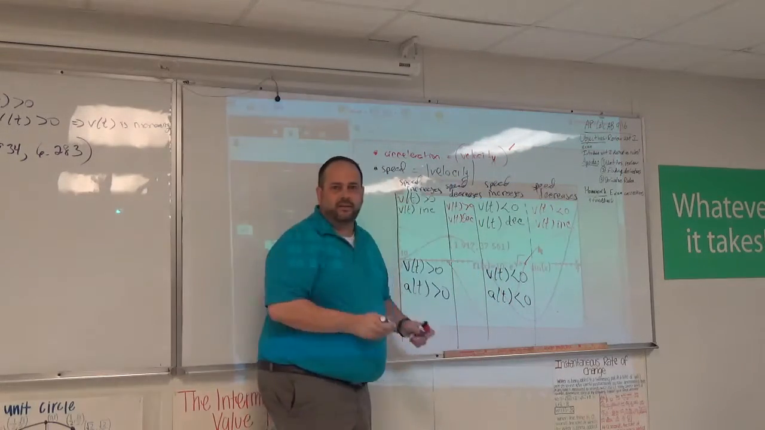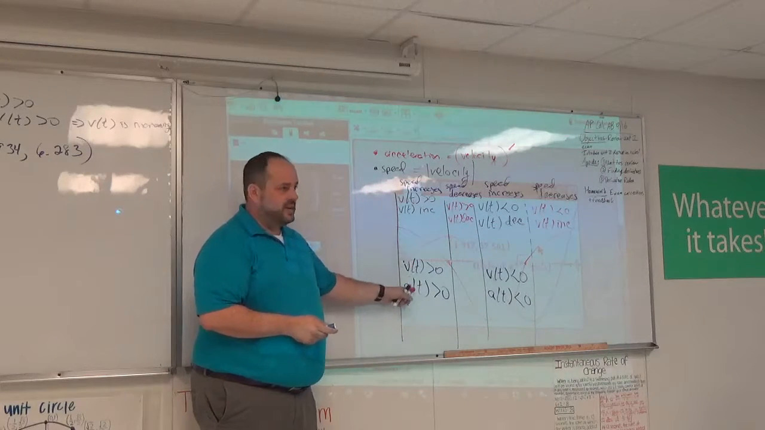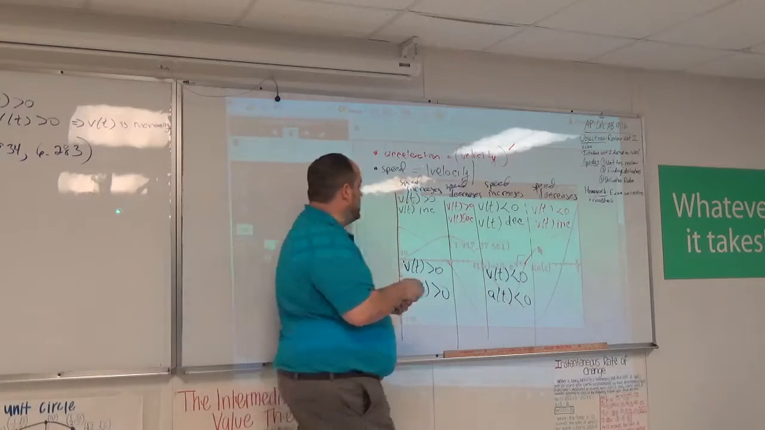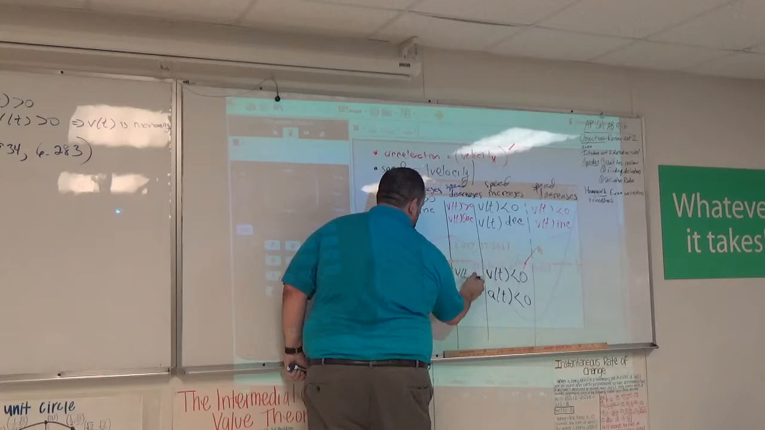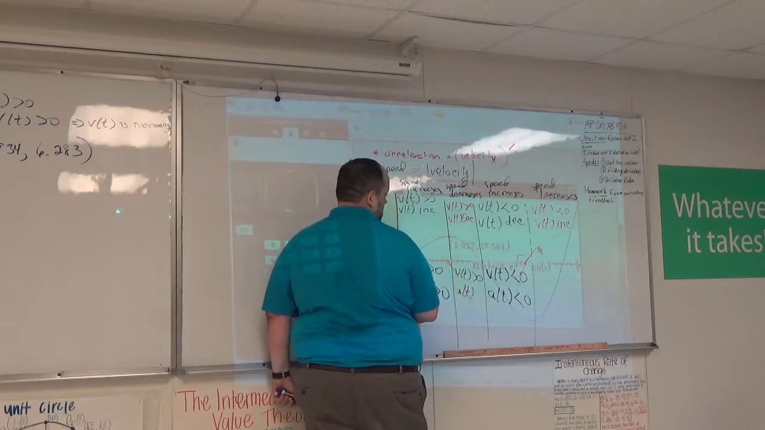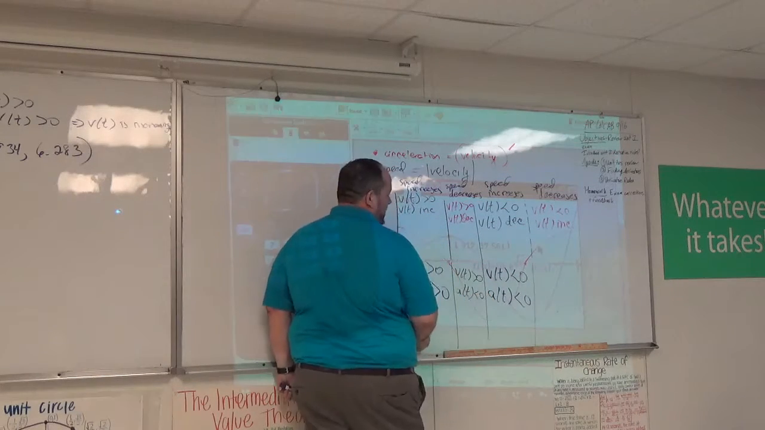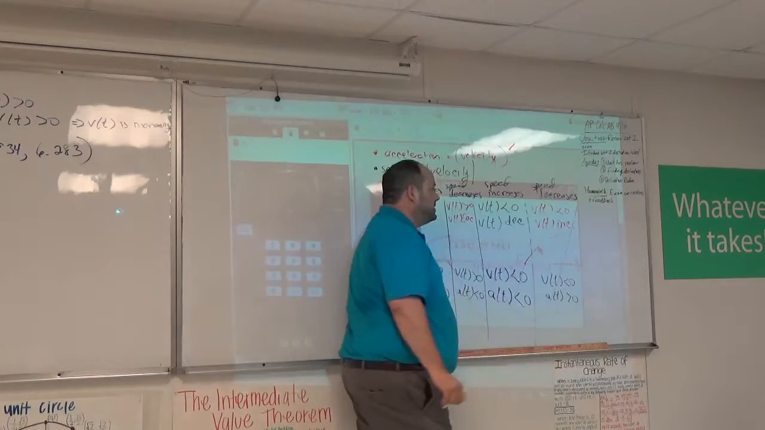Easy way to remember that? If velocity and acceleration have the same sign, the speed is increasing. On this interval, your velocity is positive. Your acceleration? Velocity is decreasing, acceleration is negative. Over here, velocity is negative and acceleration is positive, and the result?